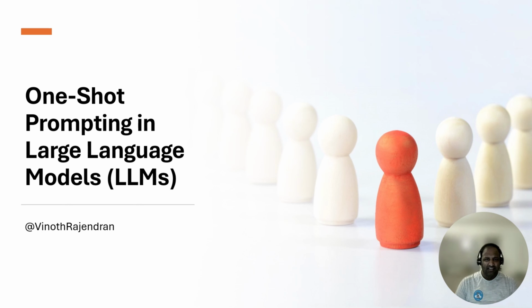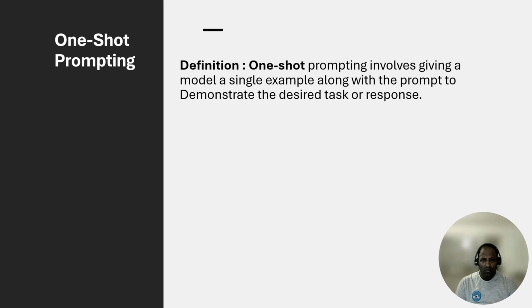Let's first understand the definition of one-shot prompting. One-shot prompting involves giving a model a single example along with the prompt to demonstrate the described task or response. So the definition is simple: along with the prompt, we are adding our example and sending both to the model.